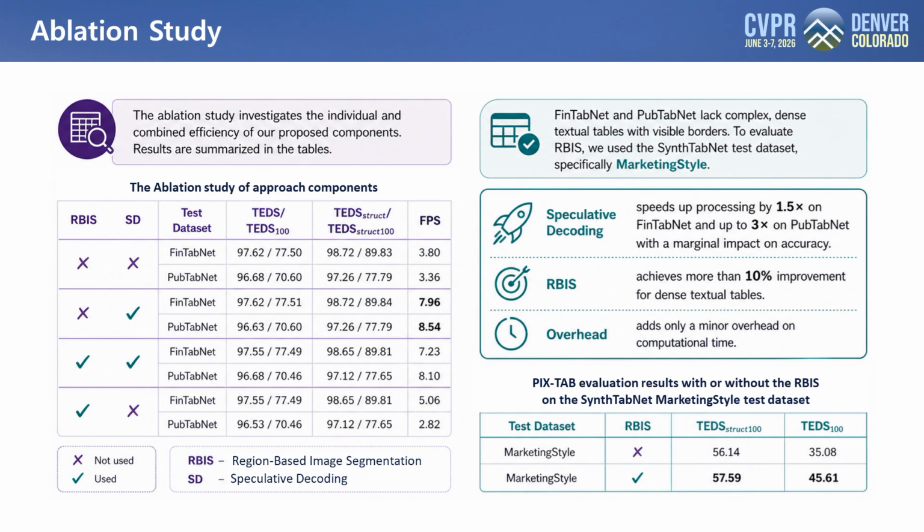Now, let's look at the ablation study, where we systematically evaluated the contribution of each key component of PIX-TAB to the final performance. The results show that adding speculative decoding preserves recognition quality while significantly reducing decoding steps, which directly translates into lower latency and better suitability for on-device deployment. Enabling region-based image segmentation brings additional gains on large tables with complete borders, where the pure encoder-decoder model struggles, demonstrating that the hybrid design effectively handles challenging real-world cases.